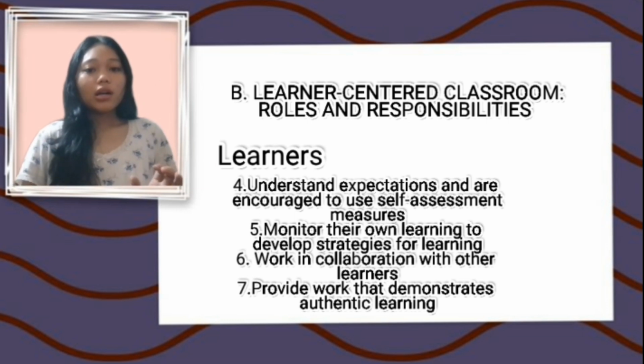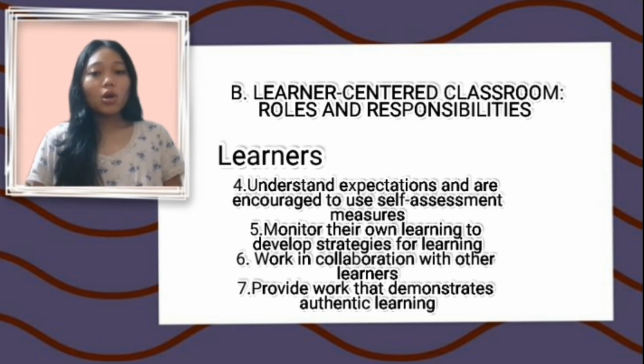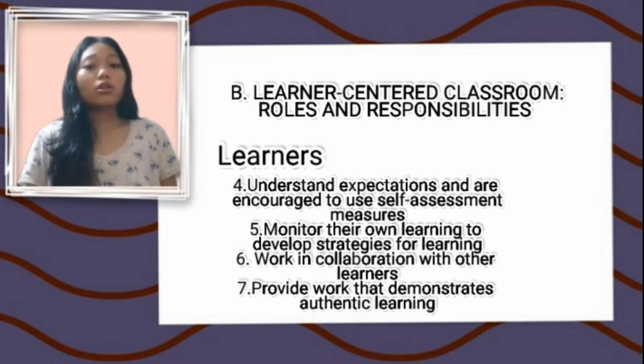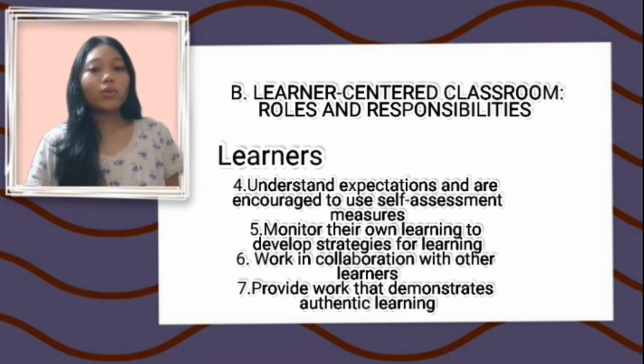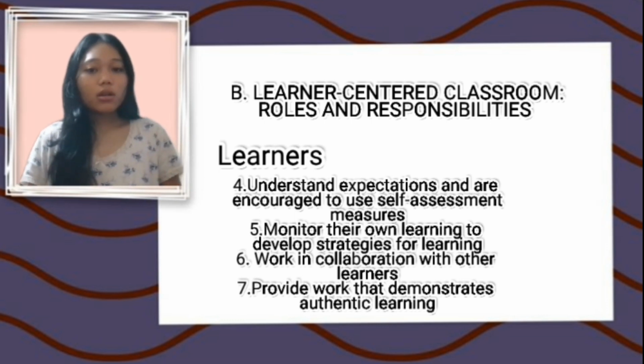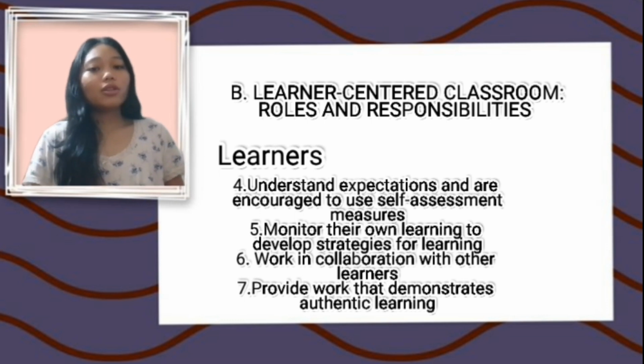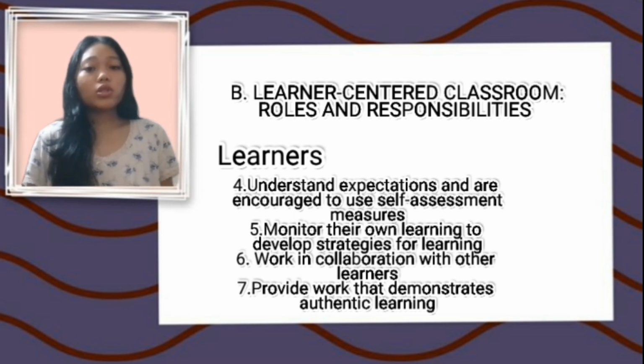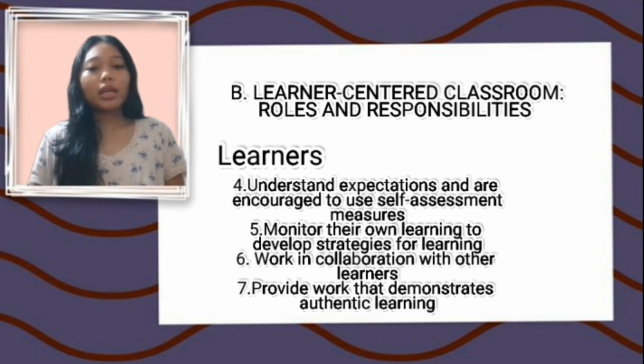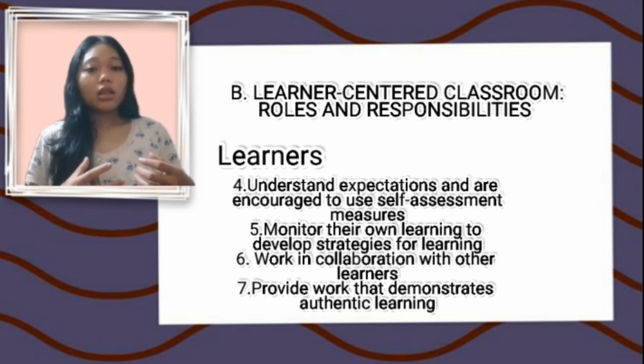Number five, monitor their own learning to develop strategies for learning. So students should regularly check their understanding and adjust their learning strategies as needed. Number six, work in collaboration with other learners. So students should learn to work effectively with their peers. Number seven, provide work that demonstrates authentic learning. So students should produce work that shows genuine understanding and application of what they learn.